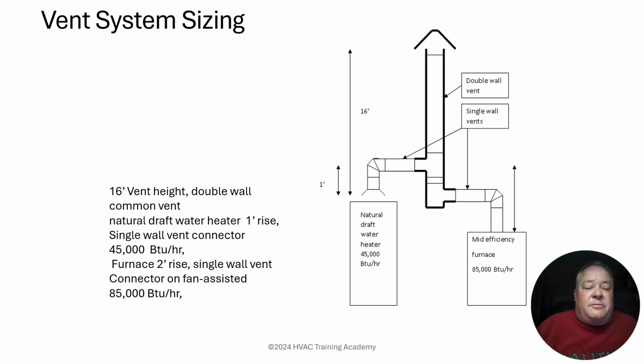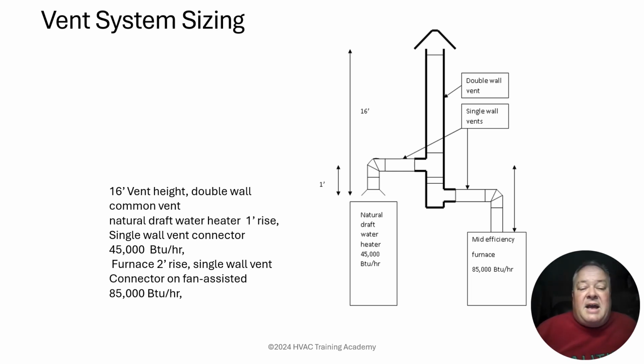So, 16-foot vent height, double wall common vent, the natural draft water heater with a 1-foot rise. Even though it's showing a single wall vent connector here, we look in the tables and see that it really doesn't fit when it comes to the mid efficiency if it was a different application. What we've got here is the natural draft water heater, 1-foot rise, single wall vent connector on a 45,000 BTU, which is what we said, and we said that was 4-inch. We were good with that. The furnace, we said, did fit with a 4-inch as well, as far as the vent connector is concerned.